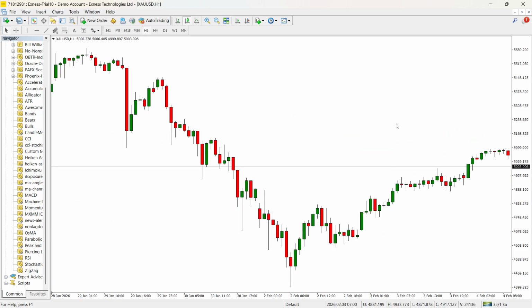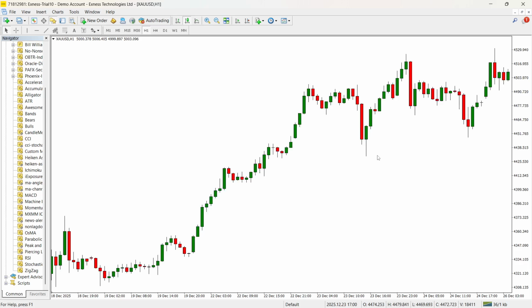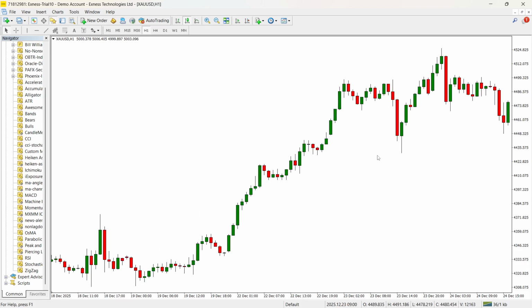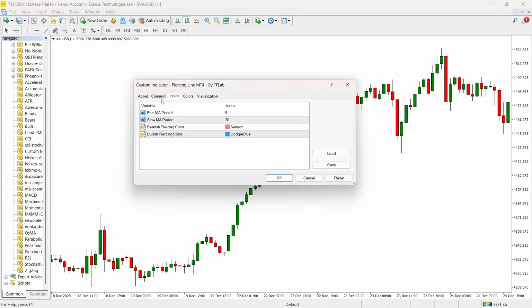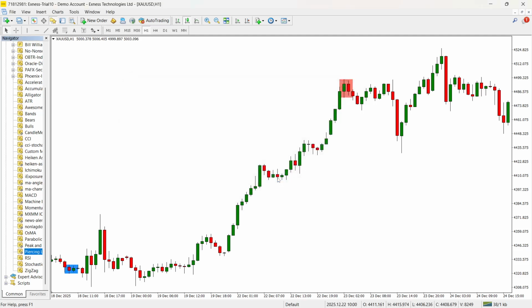In this video, we will look at how this indicator identifies the piercing line candlestick pattern and what the formation implies. At this point, I'll go ahead and load the indicator on the chart so you can see how it looks in real time. Remember, I want to allow DLL imports, and there we go.